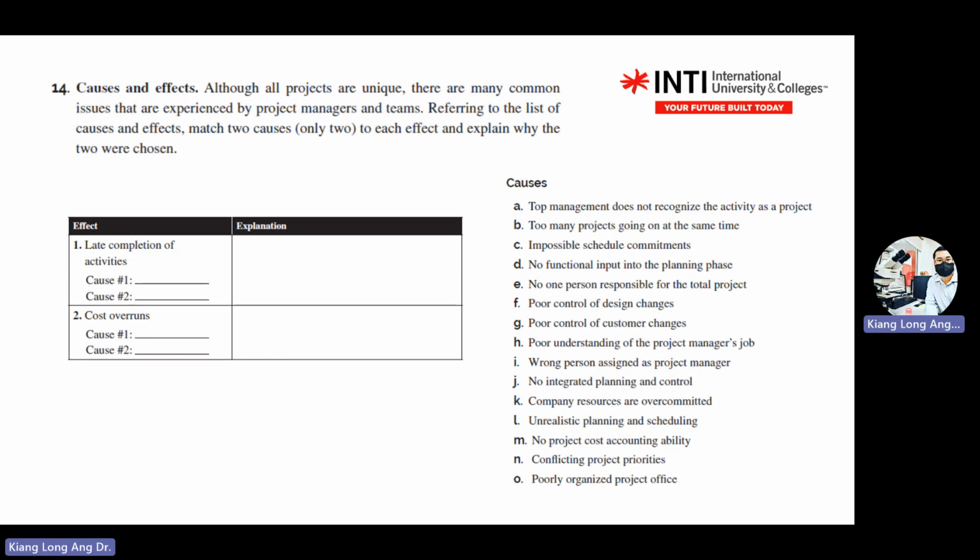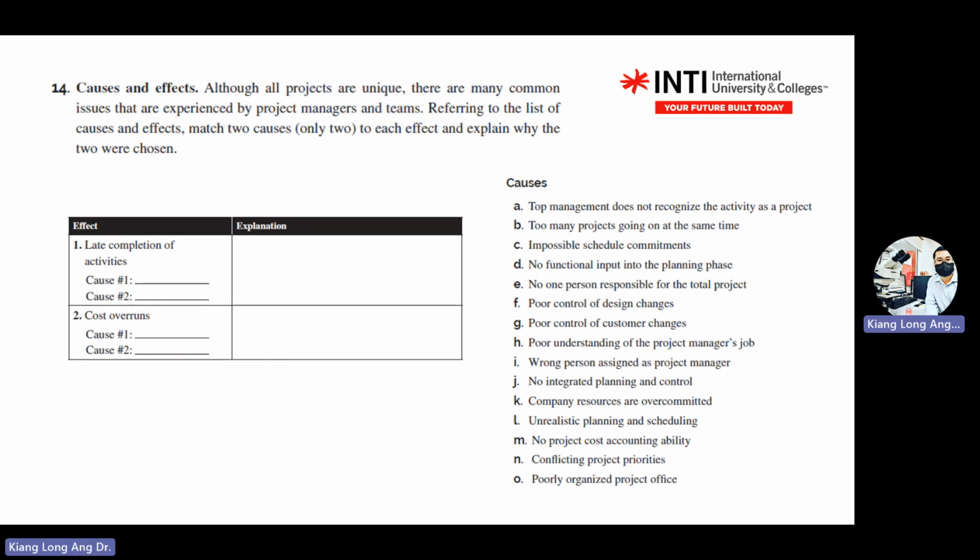But this one you explain. This one is your creativity. Anything that you need, or you may ask, Dr. Ang, how do I write the explanation? You elaborate the causes. For example, late completion of activity, let's say I just pick A, B, and then I put here: top management does not recognize the activity as a project. So explanation, the cause is because top management don't recognize the activities as a project. So top management, what does the top management do?